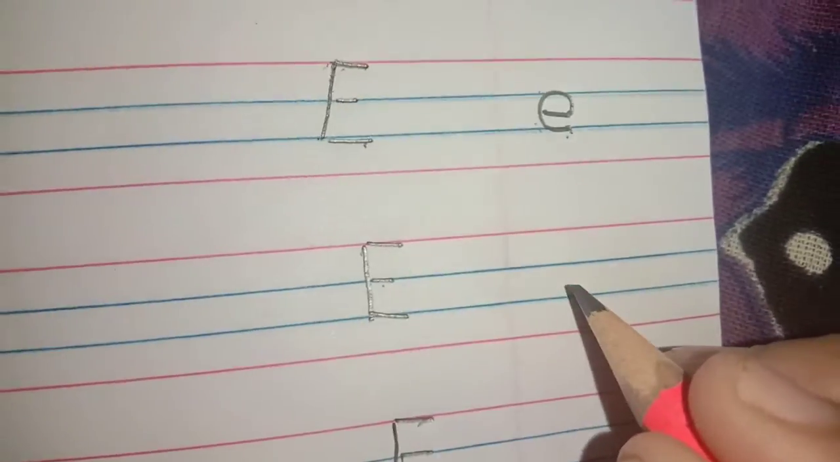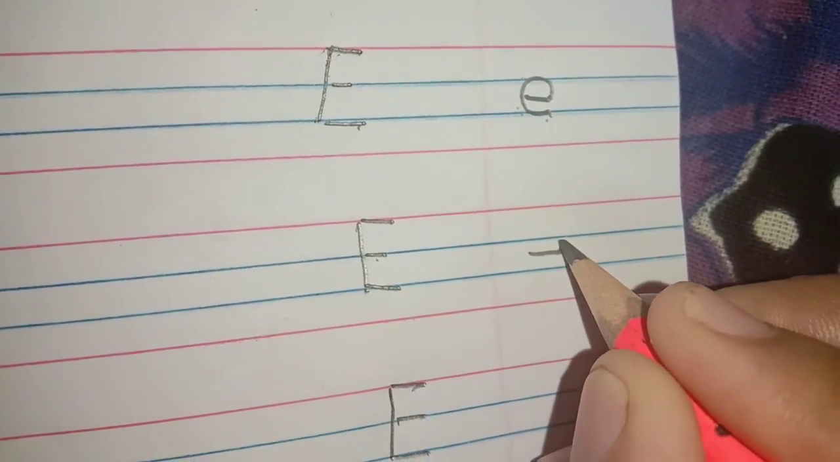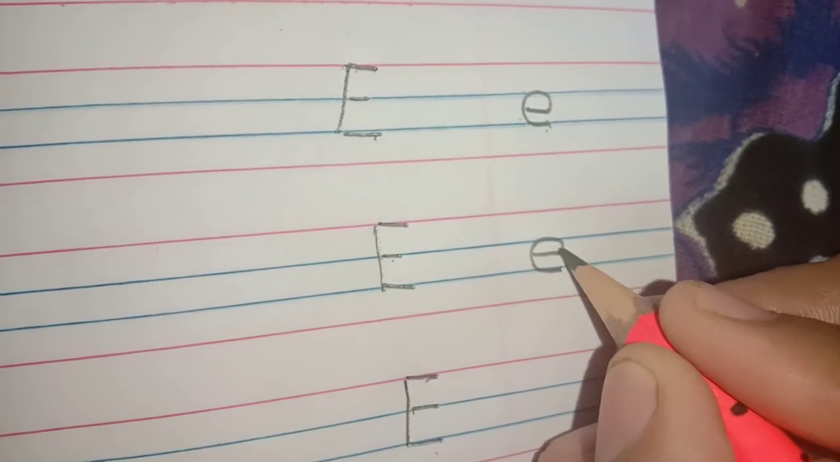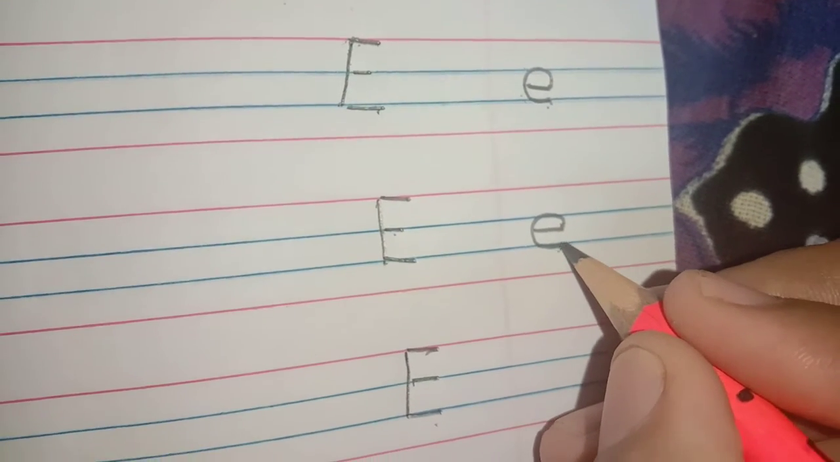See, once again I'll teach you. Write the small sleeping line, go up, touch the first blue line, write on this blue line and come down and touch the second blue line and stop where you have started. So each and everything should be equal.